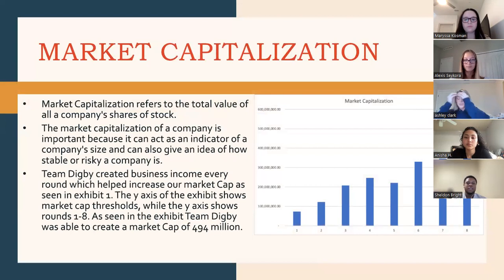So to begin, market capitalization refers to the total value of all of a company's shares. The market capitalization can be a key indicator to show if a company is stable or if it's having financial trouble. From an investment standpoint, if you're looking to invest, looking at the market cap is a good way to gauge a company. As you can see from the exhibit, in round one, Team Digby started with a market capitalization of 35 million, and we ended with a market capitalization in round eight of 494 million. Through this time, we were making key economic decisions for our company and for our team that helped increase our market value.